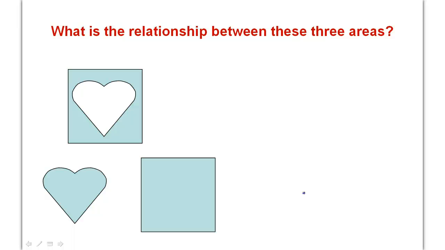Okay, I need to know a relationship between these 3 areas. And I'm just talking about the blue, okay? So I need to know the relationship between this blue area, the heart area, the square blue area, and the blue part. It's not including the white, but just the blue area. Take 60 seconds. Turn to the person sitting next to you on either side, or even behind you for that matter. See if you can come up with a relationship between these three areas. Go.